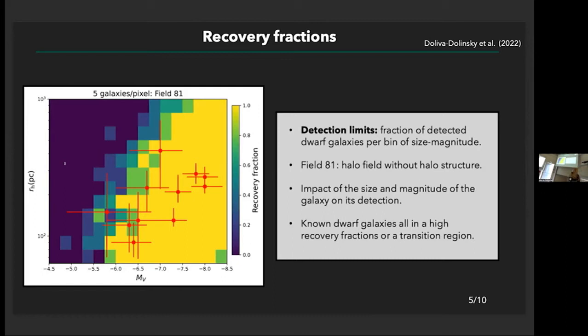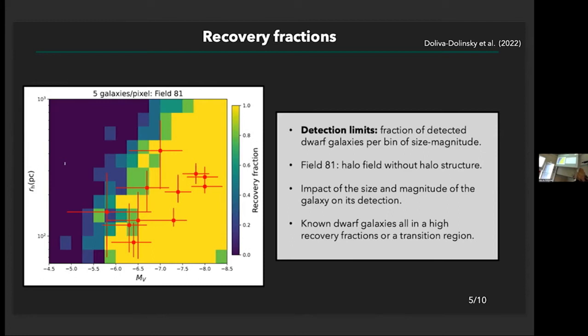The first thing we can see is that the detection of a dwarf galaxy depends on its size and magnitude. If you go to the bottom right of the panel, bright small dwarf galaxies are nearly all recovered. And the more you go to larger, fainter dwarf galaxies, at the top left of the panel, the less and less they are recovered. Also here, I represented known dwarf galaxies by the red dots.